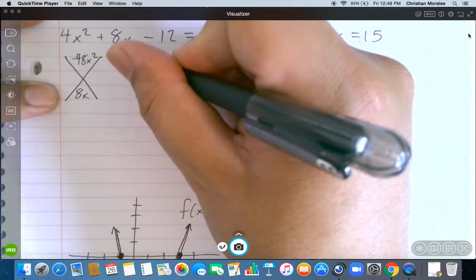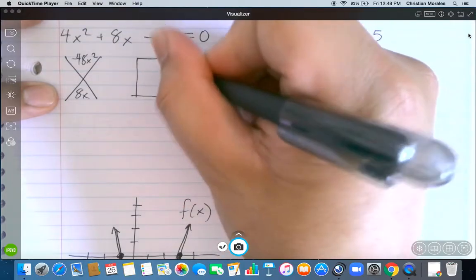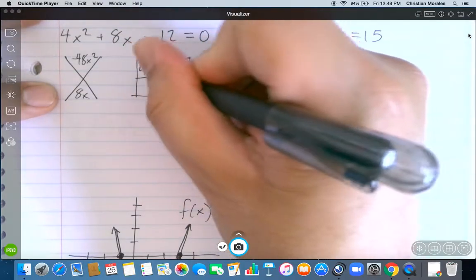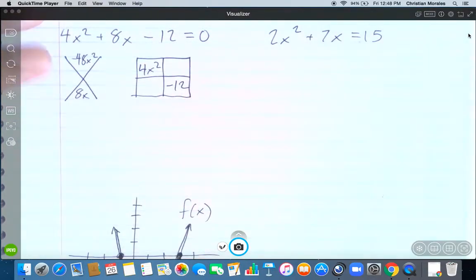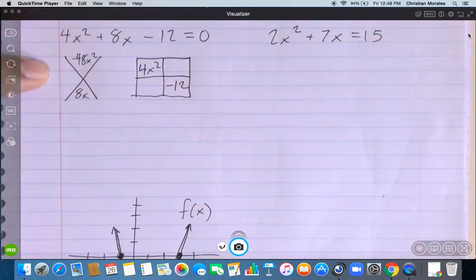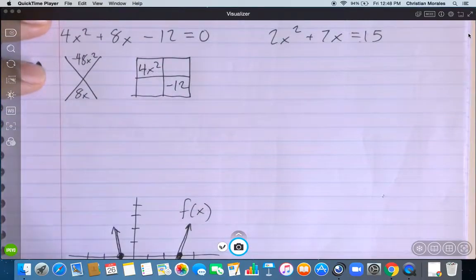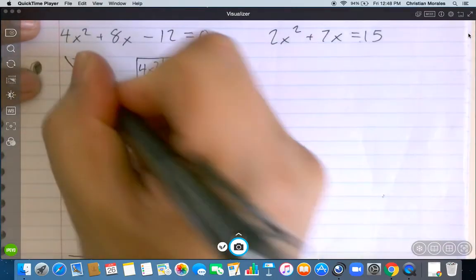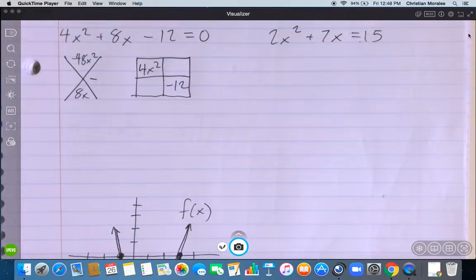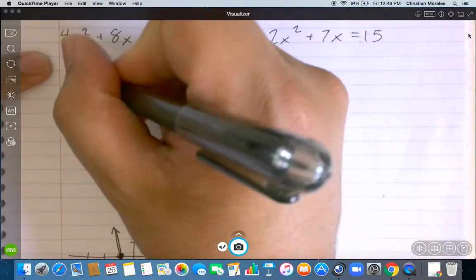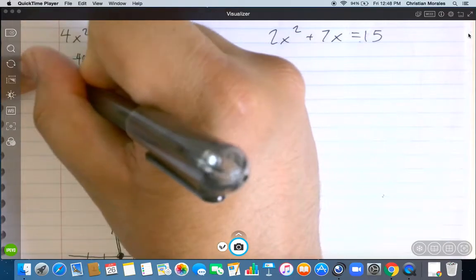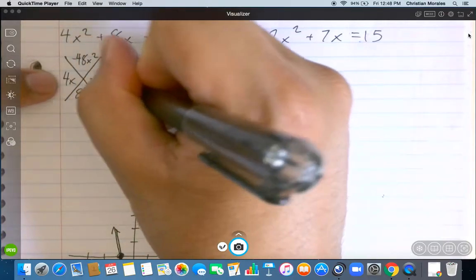8x, and the area model would have 4x squared and 12. Remember, if you want to know how to factor, go back to the lessons from last week. Now, you need two numbers that multiply to make 48 and add up to 8. Because it's a negative, one of the numbers is going to have to be negative. So my thought is 4 times 12, and that works.